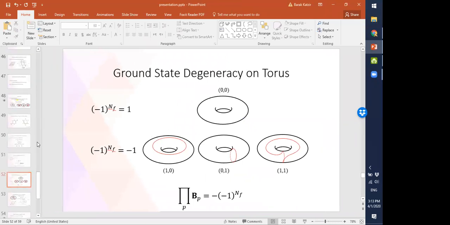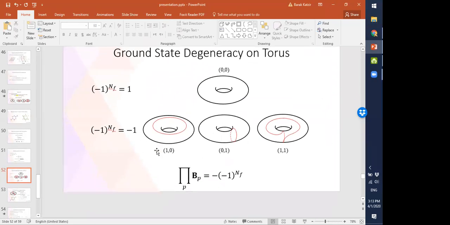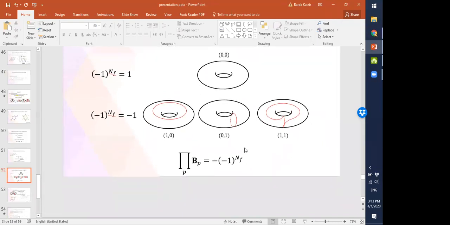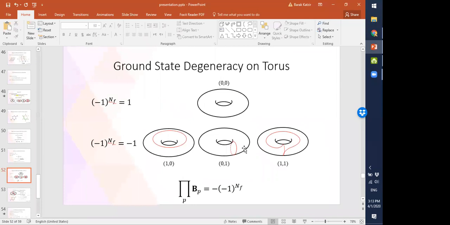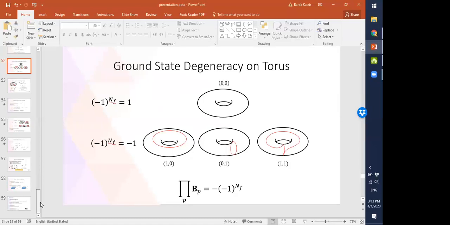The rest part I have is discussing a little bit the topological structure of the model, entanglement entropy, and then the modular matrix. I think I need 15 more minutes or 10 more minutes, something like that. Okay. 1, 2, 3, 4, 5, 6. Okay, 6 slides. Continue.